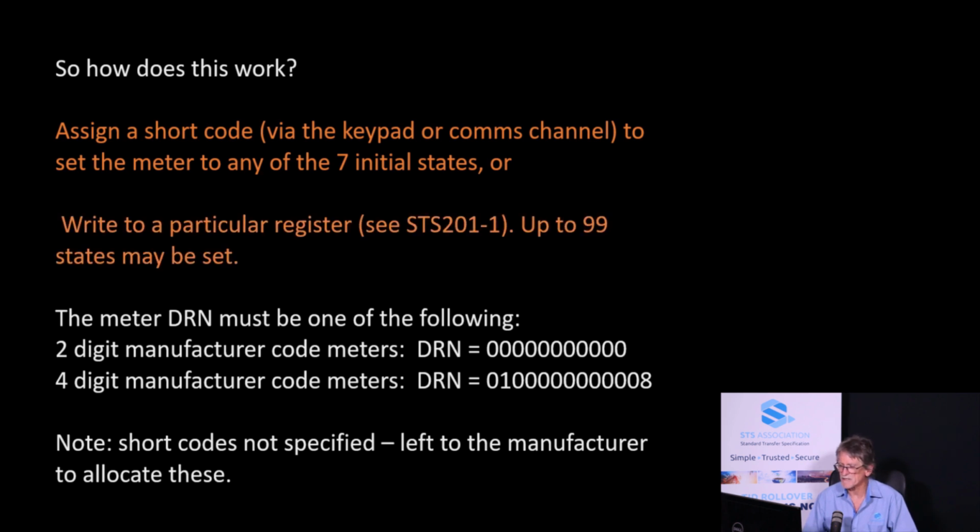For example, if you see STS201-1, it allows you to write up to 99 different states. The meter DRN must be one of the following: for a 2-digit manufacturer code meter, all zeros, and for a 4-digit manufacturer code meter, 01, then all zeros and an 8. Note that shortcodes are not specified in this document. This is left to the manufacturer to allocate these.